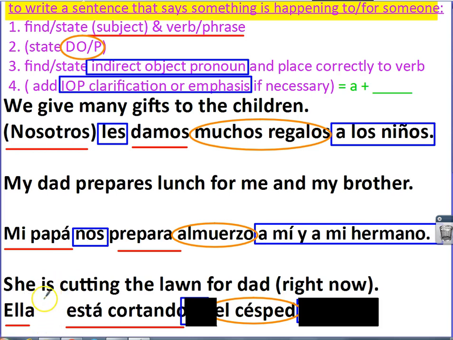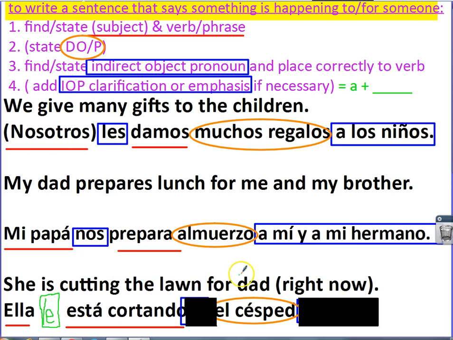It's not easy to write with a mouse, so this isn't going to look very nice. But "le", there we go, and we put a box around it. And let's see how our sentence is so far. It says, "she is cutting the lawn for him."